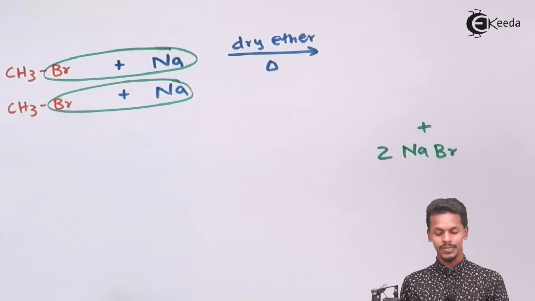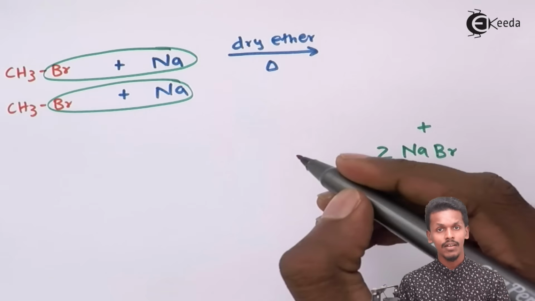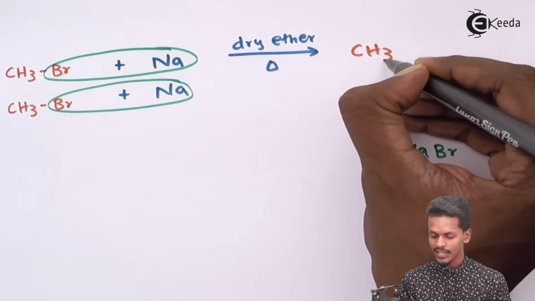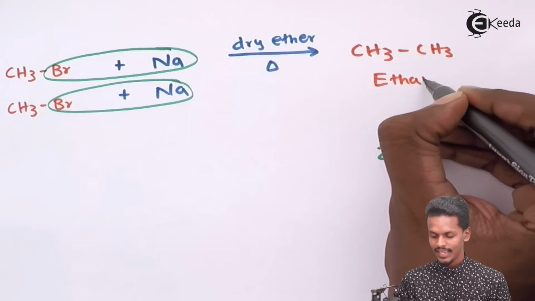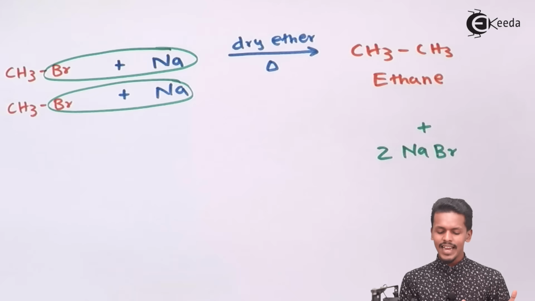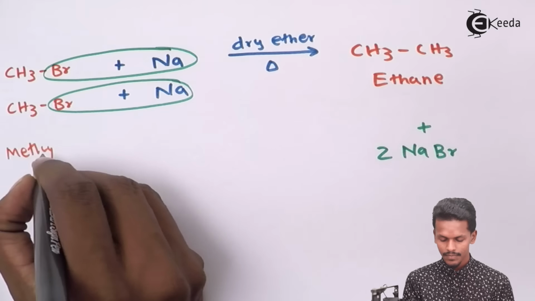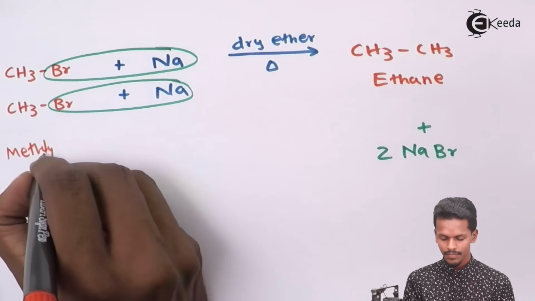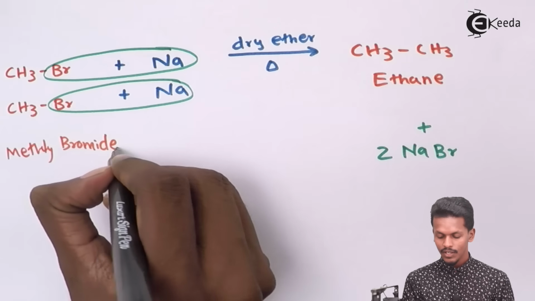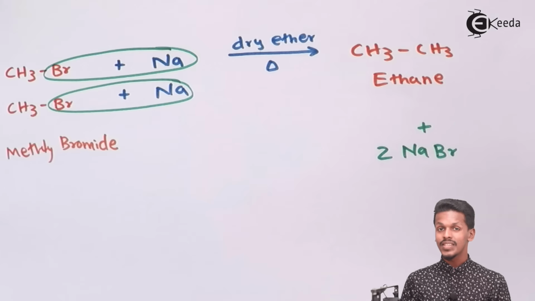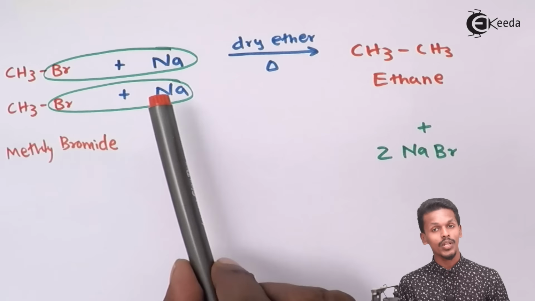Both are alkyl groups, methyl group and methyl group, but now they will couple with each other and form CH3CH3, basically known as ethane. So in this reaction we have converted methyl bromide to ethane. This is known as the Wurtz reaction, and the Wurtz reaction takes place in the presence of sodium and dry ether.